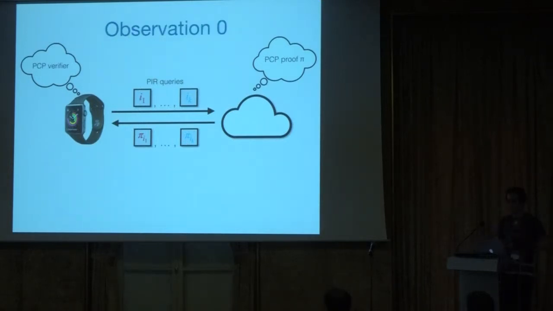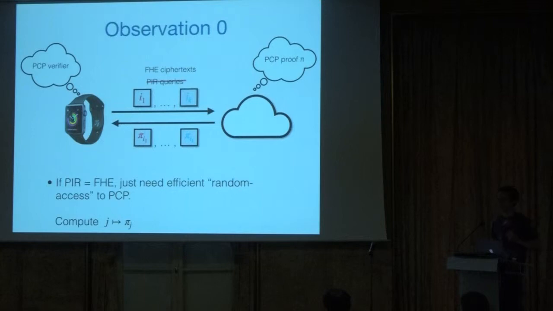But yeah, so a very basic observation that you can start with is if instead of using just a generic PIR, you use a fully homomorphic encryption scheme, then it's not any more necessary for the prover to construct this entire string. Instead, you just need random access to the PCP. You need to be able to efficiently compute, given j, the jth symbol of the PCP.